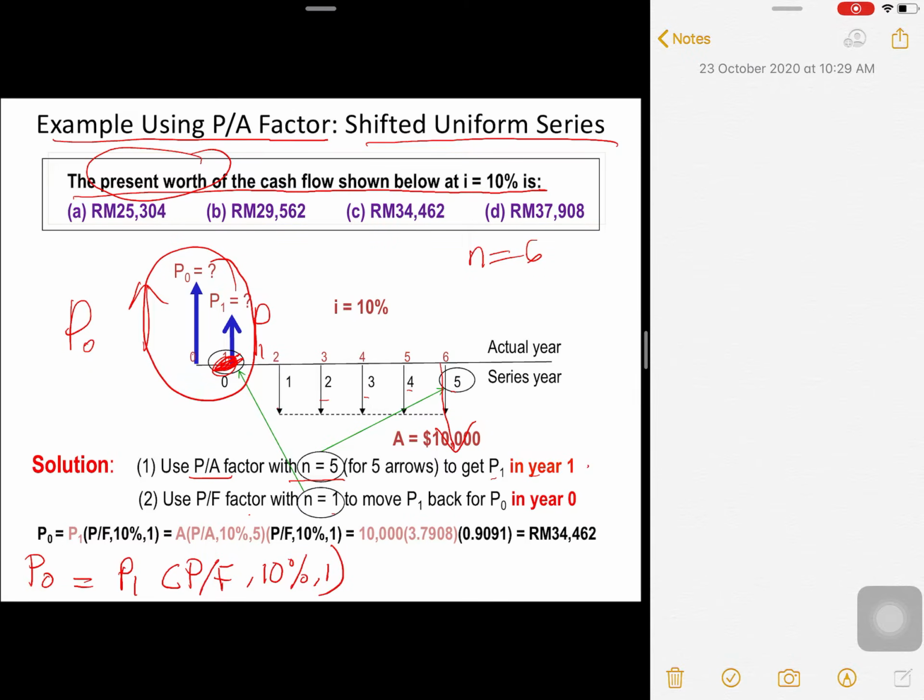But how do we get the value of P1? To get P1, we must multiply A with the present value factor P over A, i at 10%, n equals how much? How many? 5.